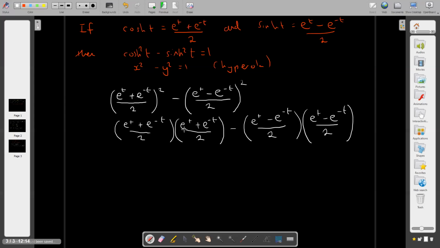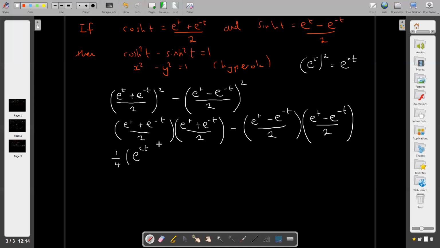So we're going to have e^t times e^t. Well, we can bring out the quarter, half times a half is a quarter, so we'll bring that out. We're going to have e^t times e^t, which is (e^t) squared, or e^(2t). So e^t squared is going to be e^(2t), isn't it?